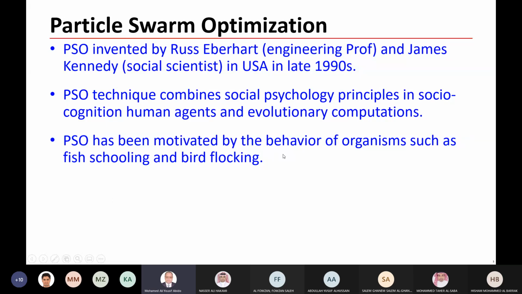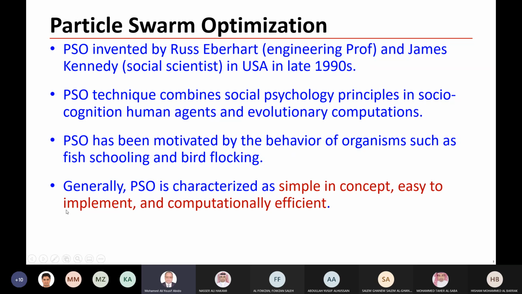Particle swarm has been motivated by the behavior of organisms, such as fish schooling, bird flocking, ants and so on. Generally, particle swarm is characterized as simple in concept and easy to implement. It's very easy, just one equation for velocity update, and computationally efficient also. When you compare it with the genetic algorithm, for example, you will see it's more efficient, and it balances between local experience and global experience.